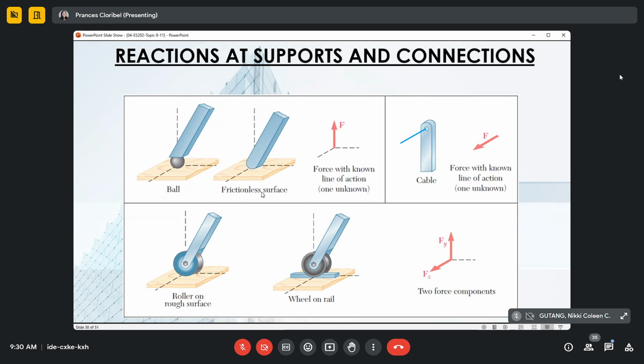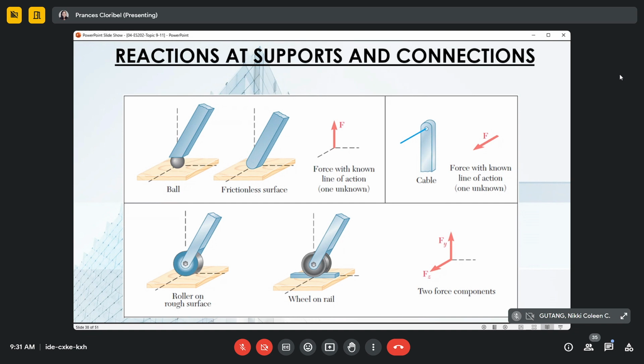And then for a frictionless surface, gipatong siya, it can be moved and rotated along x, y, and z. So there will be no reaction force from this plate to the body, only one unknown force that is perpendicular to the surface. For cables, all forces will always be along the cable, so known ang atong line of action, only one unknown, the magnitude of that force. Same with the ball and frictionless surface, known ang line of action that is always perpendicular.